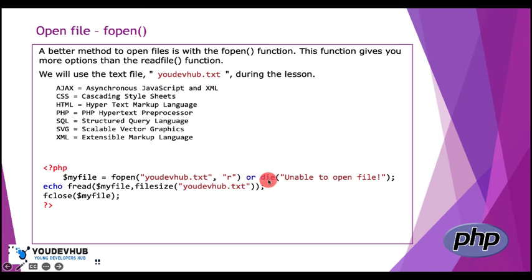Then we have another instruction here, or die. That is to say, it's giving an instruction that if it refuses to open the file, it should close the file and say unable to open the file. Die here is a function in PHP that also terminates the page if a function is not carried out.